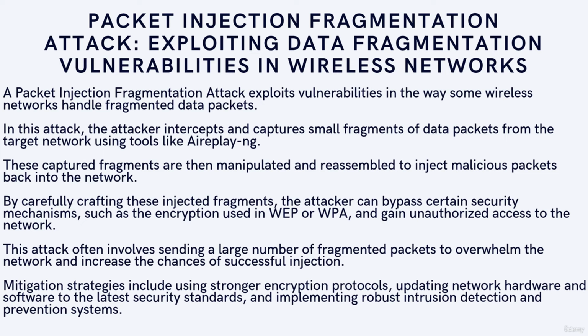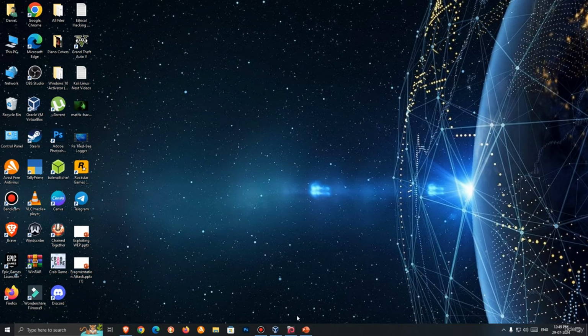This attack often involves sending a large number of fragmented packets to overwhelm the network and increase the chances of successful injection. Mitigation strategies include using stronger encryption protocols, updating network hardware and software to the latest security standards, and implementing robust intrusion detection and prevention systems. So, turn on your Kali Linux and let us start the fragmentation attack.